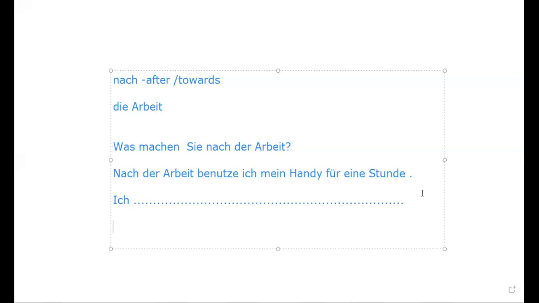Nach der Arbeit möchte ich in den Park spazieren gehen. Spazieren gehen is walking, to go walking. After the work, I would like to go walking in the park. Yes, good, perfect. Okay, next word. Ich gehe, okay, nach der Arbeit. Good. And one more sentence is by.